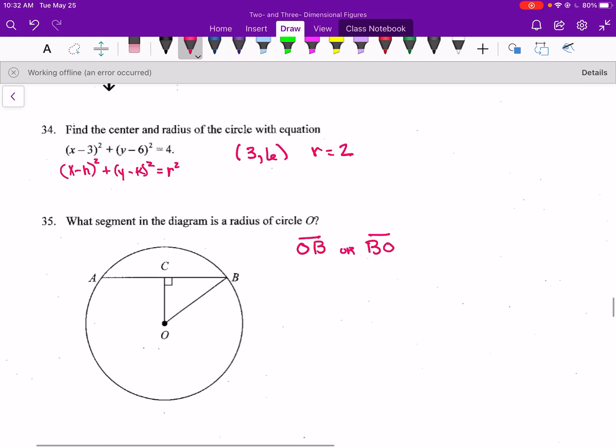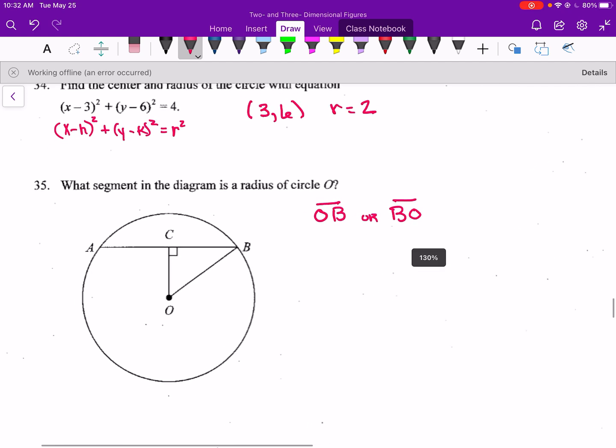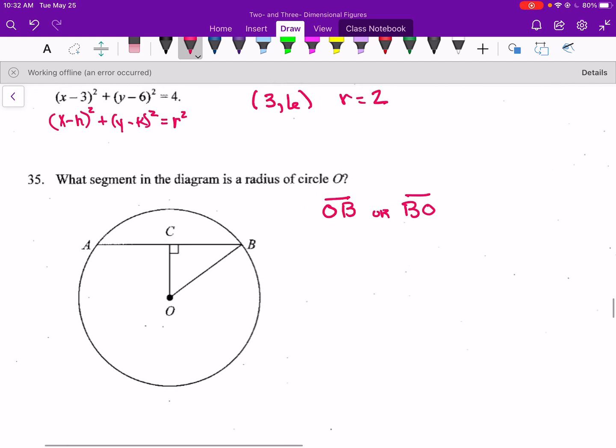And last but not least, the last part about circles is identifying a radius. Remember, a radius goes from a center to a point on a circle, so that would be OB or BO.